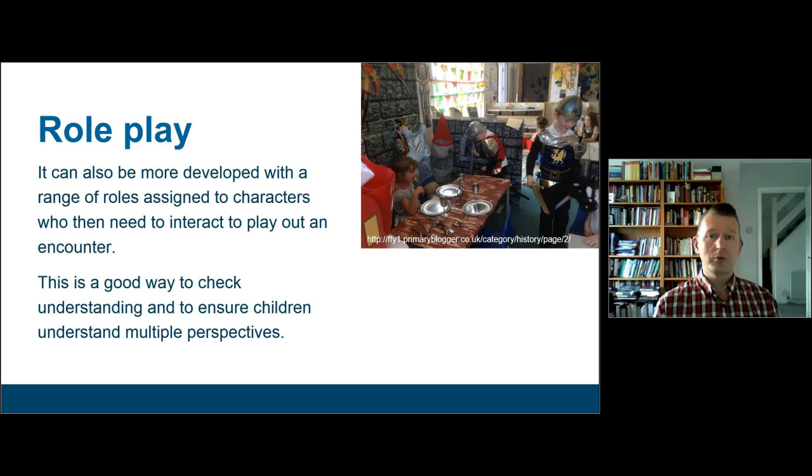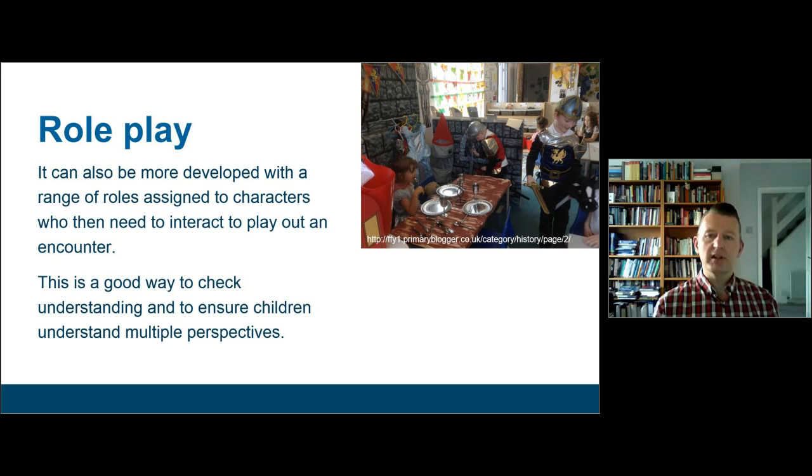The more advanced form of role play is that everyone plays a role, and we go into a deeper kind of simulation with everyone playing different characters. This is another example from a primary school where people are playing medieval characters. This is a good way to check understanding and to ensure that children understand the different perspectives that mark out different people's experiences in society.